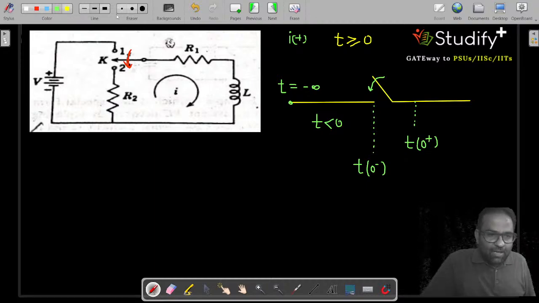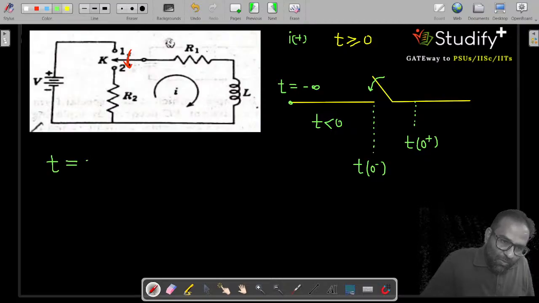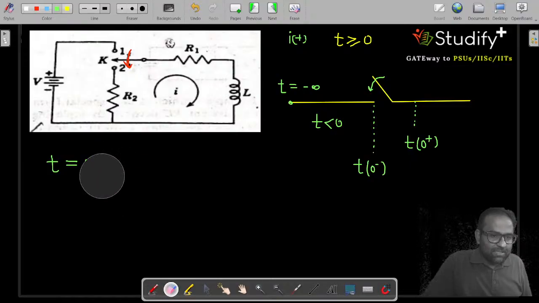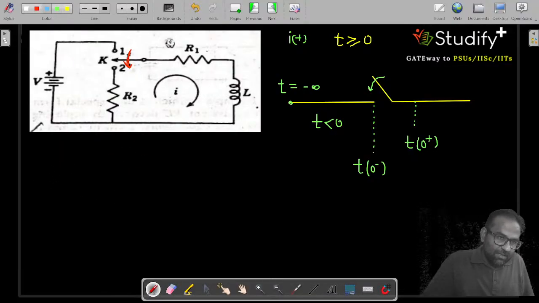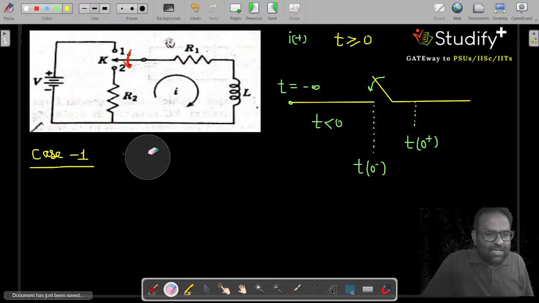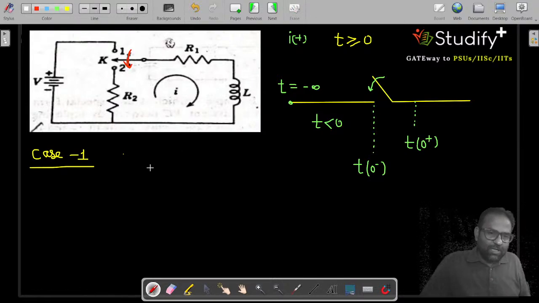So what is the behavior of the circuit at t0 minus? I am taking this as case number 1. Case number 1 is the analysis of the circuit at t less than 0. I can analyze this, but we are interested only at t equal to 0 minus.